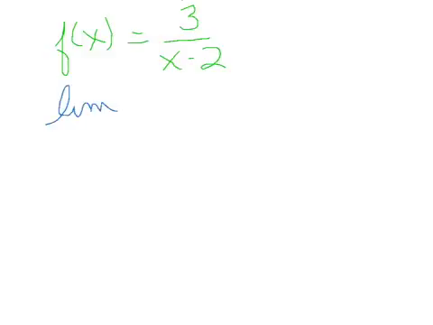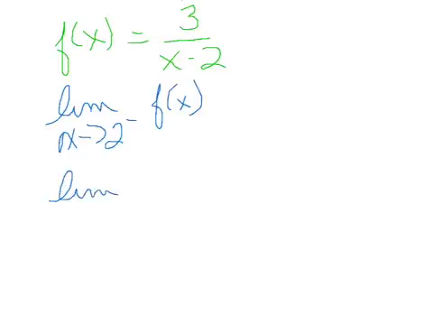Okay, we want to look at a function, and that function is f of x equals 3 over x minus 2. Right, and I want to see what happens. That color's not real good, is it? Let me change the color. All right, we want to take the limit as x approaches 2 from the left of f of x and the limit as x approaches 2 from the right of f of x.